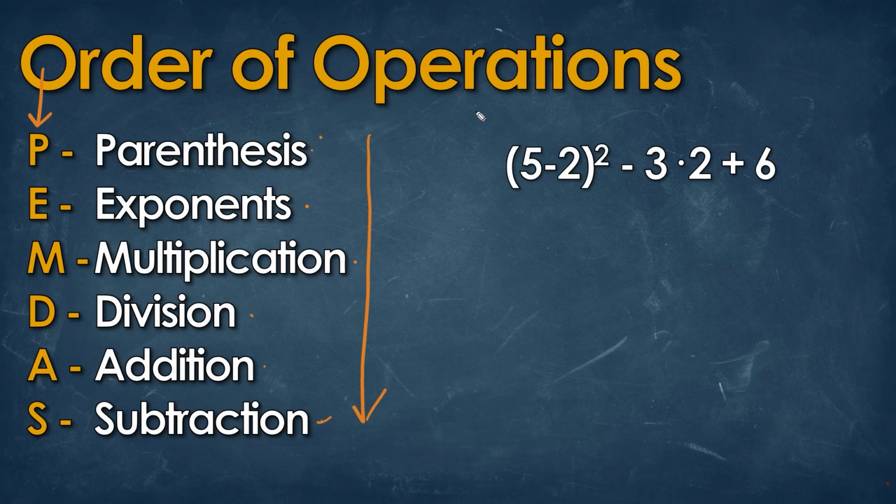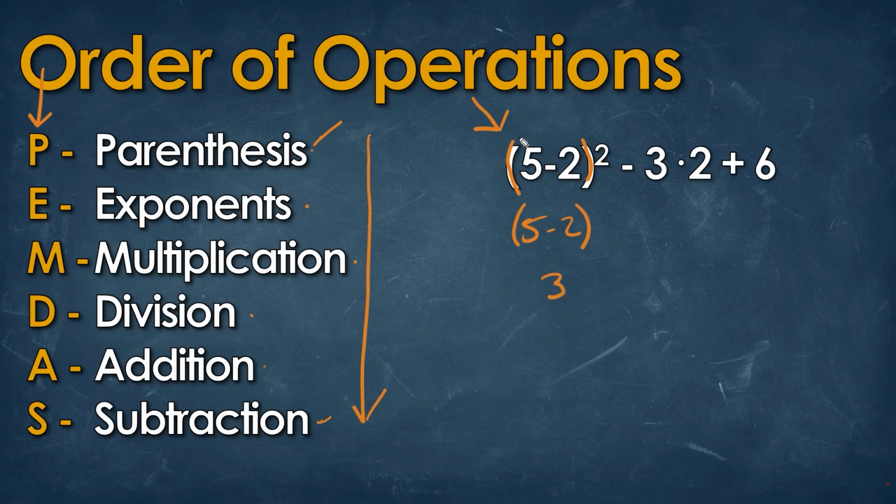So we have this example here, and we're going to denote each instance of these as they occur. So we said that we start with parentheses. Now we have the parentheses here. Now within the parentheses, we actually have subtraction, and that also will mean that whatever is in the parentheses still has to follow the order of operations. But for this example, it's just a simple subtraction, which tells us that 5 minus 2 will be 3.